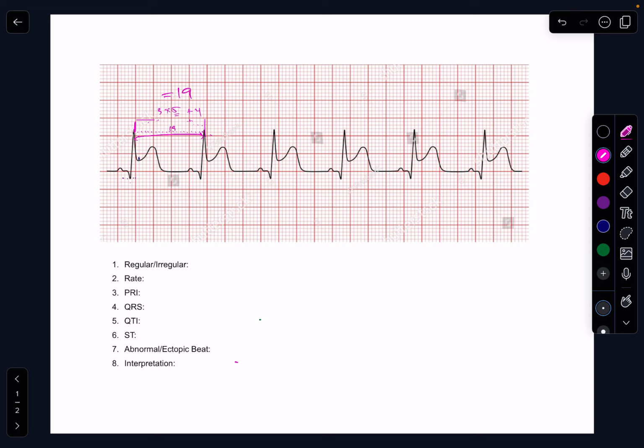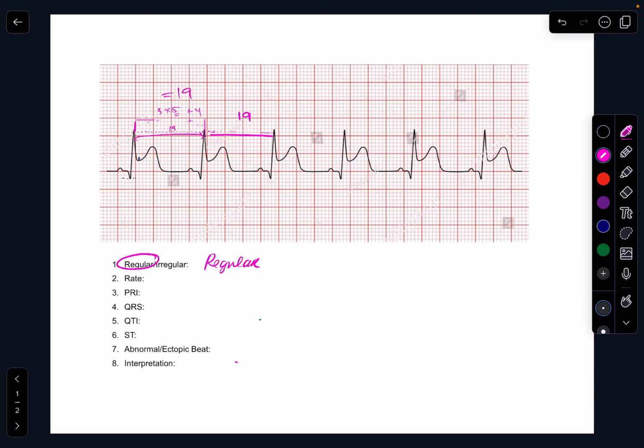Now I'm going to do the same thing here, just to make sure that it's regular. There should be the same space in between each QRS if they are regular. So on this one, same thing again. If I count each one all the way to the other side, there are 19 boxes. So that tells me that this is regular. I'm just going to write regular.